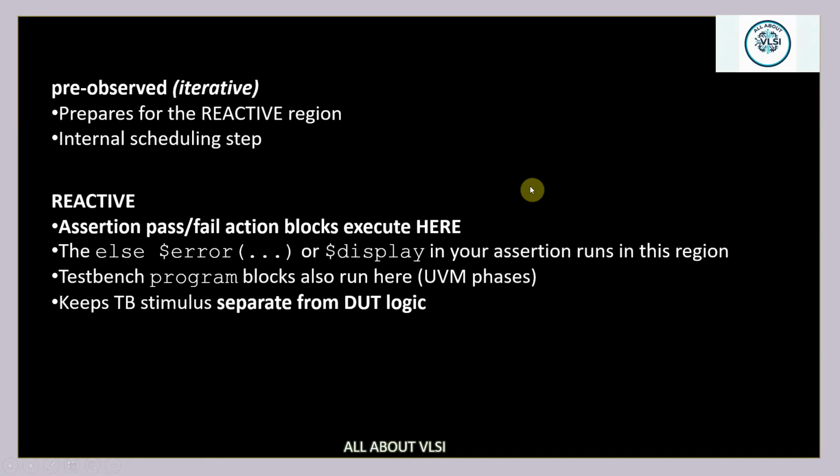Now, next is the pre-observe region, which we are not going to consider. And next is the reactive region. Whatever evaluation is done in our observe region, we need to get some result for it, right? Whether the assertion has passed or failed, that result will be given inside your reactive region. So the reactive region is going to give you the pass or fail message. There will be something known as action blocks, and we will see what action blocks are. But remember that the reactive region gives you the result of the assertion which was evaluated in the observe region, right?